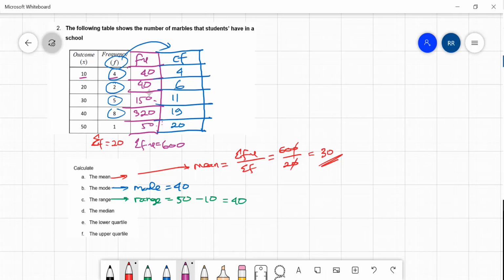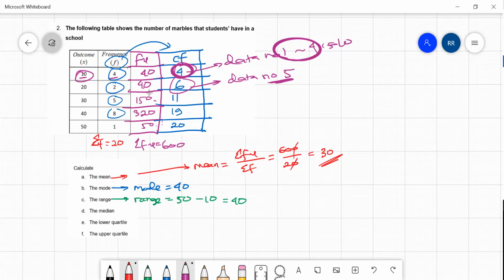So in here, 4 means that data number 1 until data number 4 is 10. This guy is data number 1 until number 4. Okay, so this guy over here, the 6, is data number 5. How can we start from number 5? Because we already have data number 1 until number 4 in here. After 4 is 5. So data number 5 until number 6 is this guy, 20.